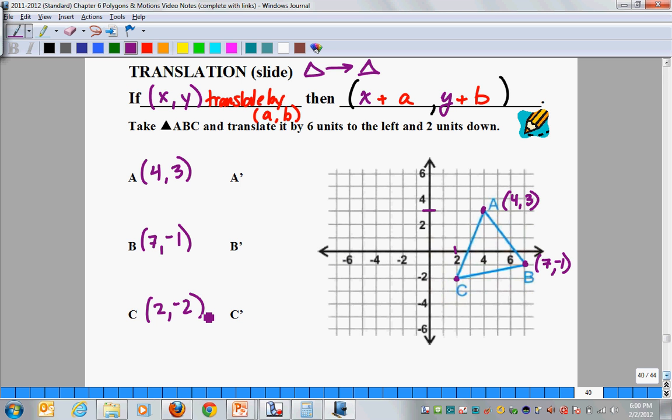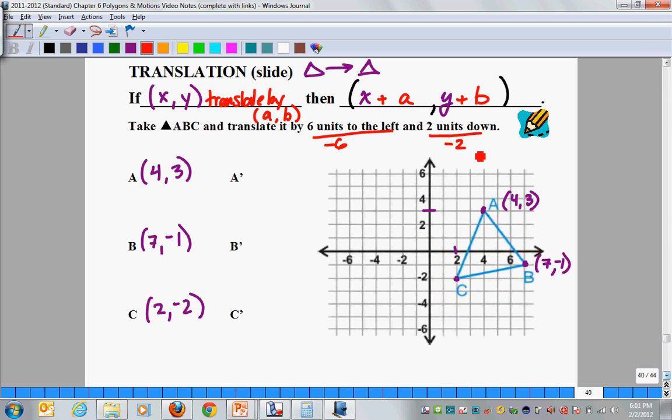All right. Now let's see what we're translating by. We are translating by 6 units to the left. Now that's our A. Since it's to the left, that's going to be a -6. And then 2 units down, that's our B. That means because we're going down, it's going to be -2.